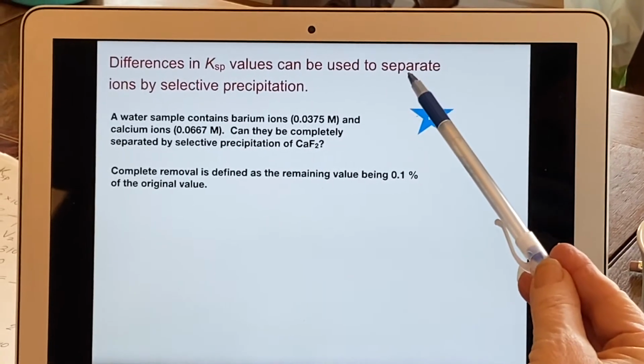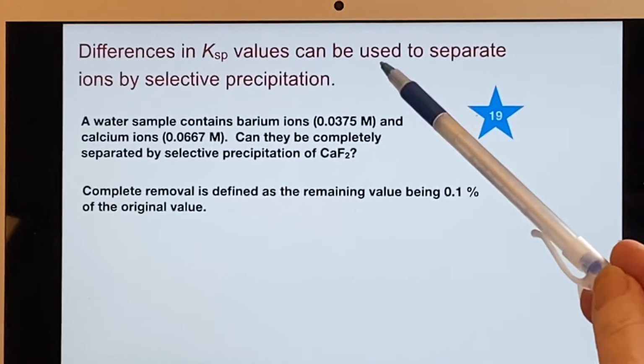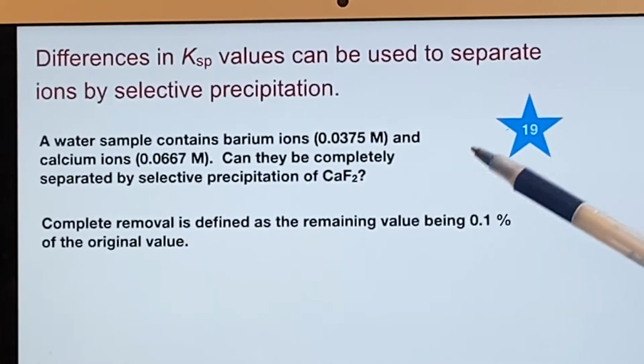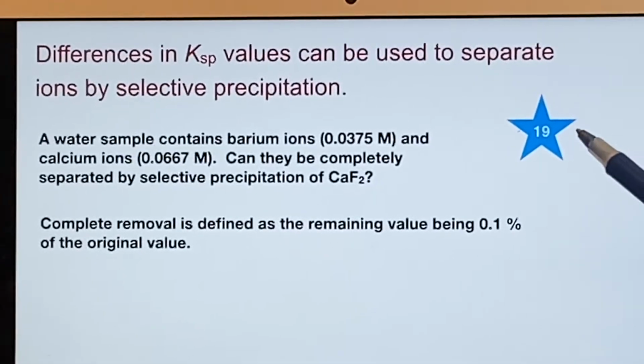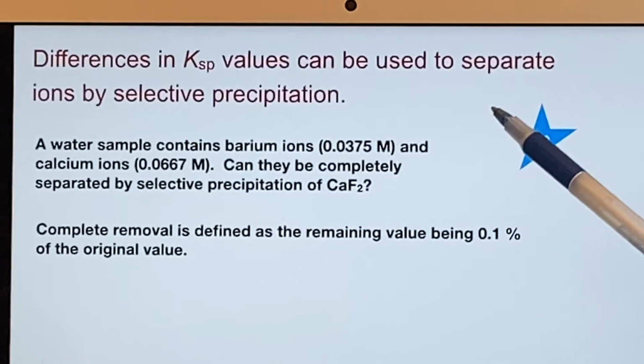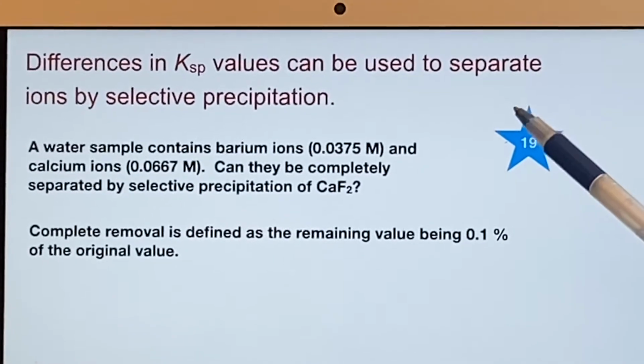Here's an interesting statement. Differences in the solubility product constant values can help us separate ions by selective precipitation. Well, this brings up the idea of why do we care? There's a lot of reasons to care.